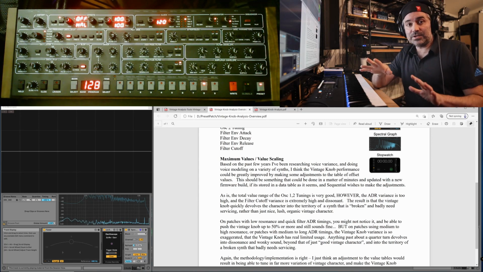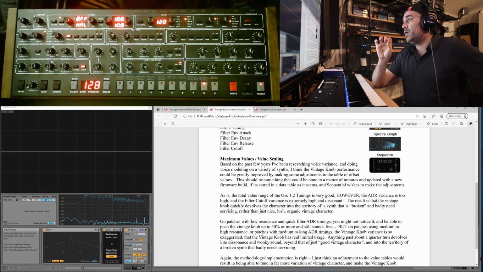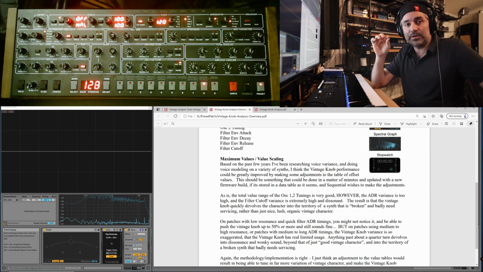So the methodology of how it's implemented is perfect in my eyes. The stable, curated per voice offsets, that's the way to go. Just the maximum values that are set for some of these parameters, I think, could use some adjustments. So as is, the value range of oscillator 1 and 2 tunings is very good and within the range of classic synths that I tested. However, the offsets to the filter ADR timing, the envelope timing, and the filter cutoff, those offsets are extremely high. They're a bit too aggressive and result in some weird dissonant sounds and some behavior that I just don't think is what the vintage knob should be.